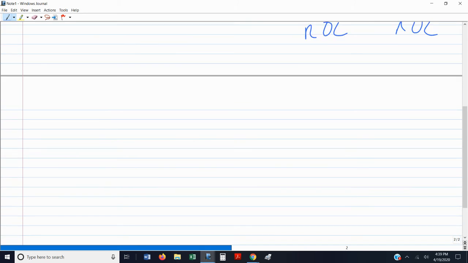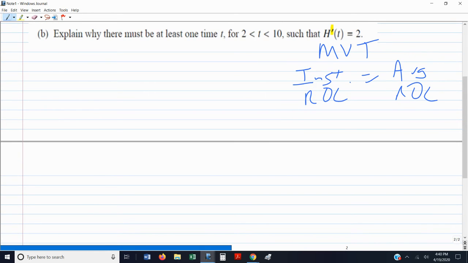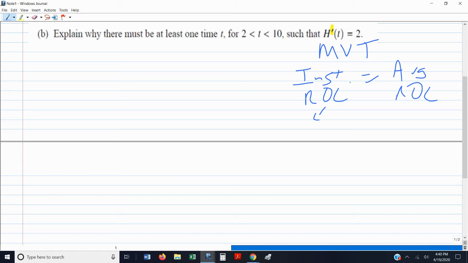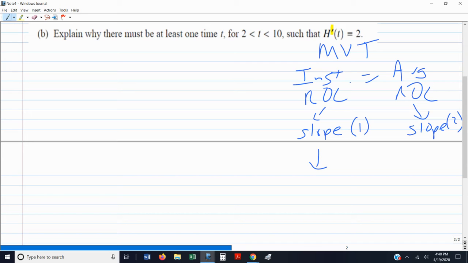And what do these things mean? Instantaneous rate of change. Rate of change is slope. Instantaneous means you're using 1 point. For average rate of change, again, rate of change means slope. Average means you're using 2 points. The instantaneous rate of change, which is the slope at 1 point, is the same thing as the derivative.